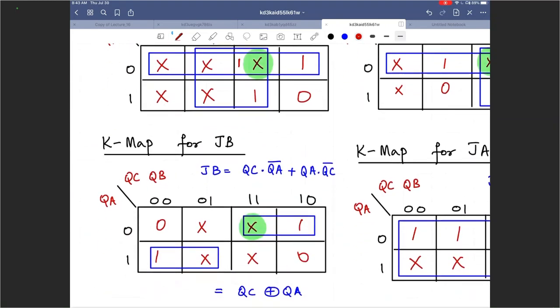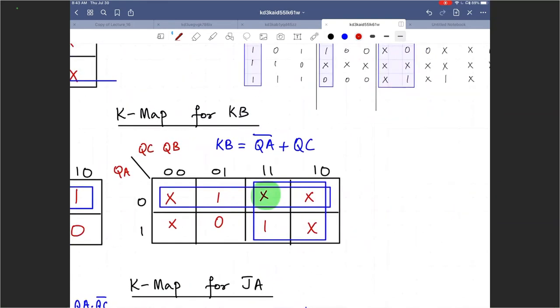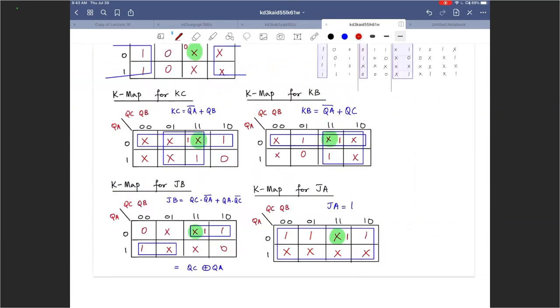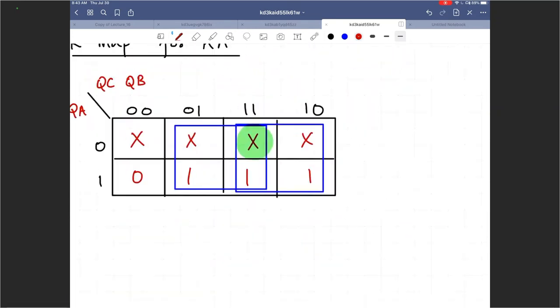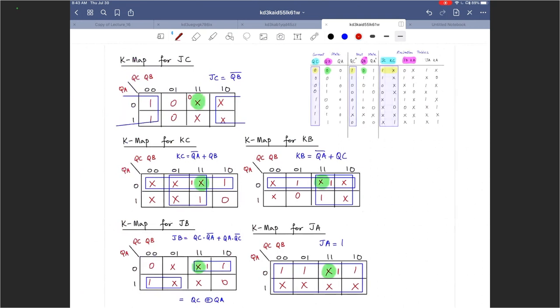Next, JB in the group counts as a 1. KB in the group counts as a 1. JA in the group counts as a 1. And the last one, right here, counts as a 1. So it seems to me that everything is counting as a 1 except for JC. So what should I do? Well, I should do this.